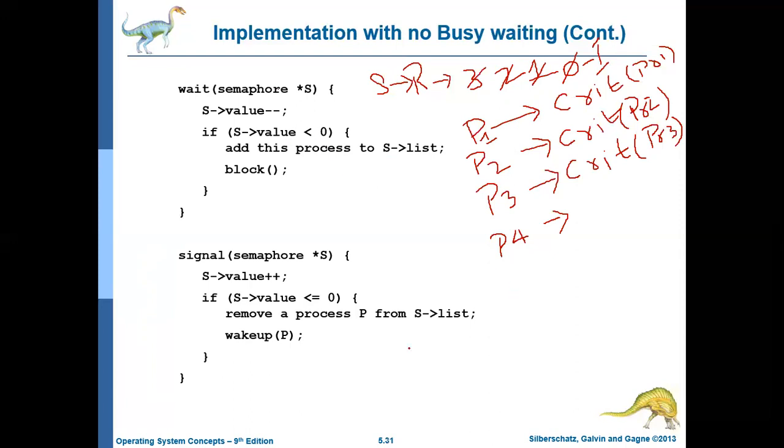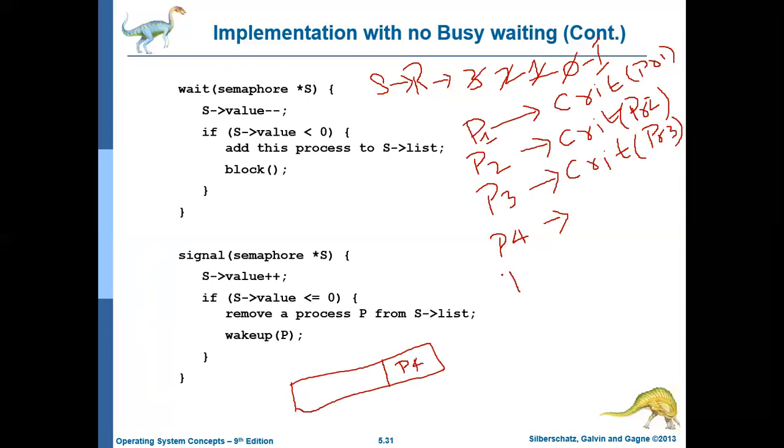So P4 will be placed in the waiting queue. It means it is waiting for the particular resource, the printer. Okay, it is in the waiting queue.